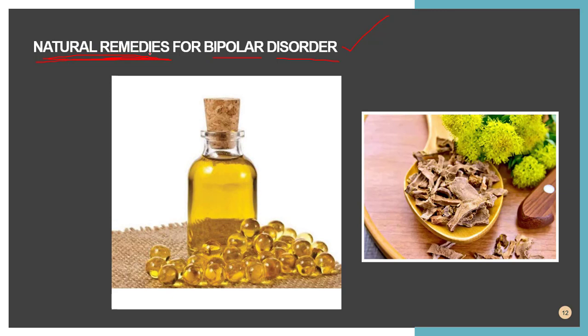So the first natural remedy is fish oil, or simply you can say omega-3 fatty acid. Studies on fish oil show that people who consume a lot of fish and fish oil are less likely to develop bipolar disease. You can eat more fish to get the oil naturally, or you can take over-the-counter supplements. Next natural remedy is Rhodiola rosea. This is very helpful for the treatment of moderate depression. It may help treat depressive symptoms of bipolar disorder.